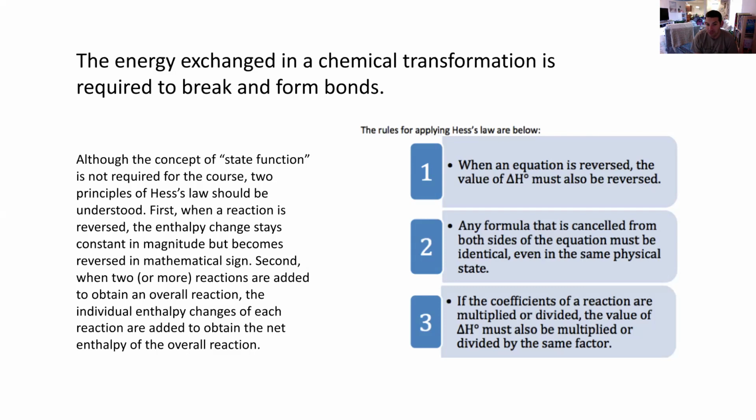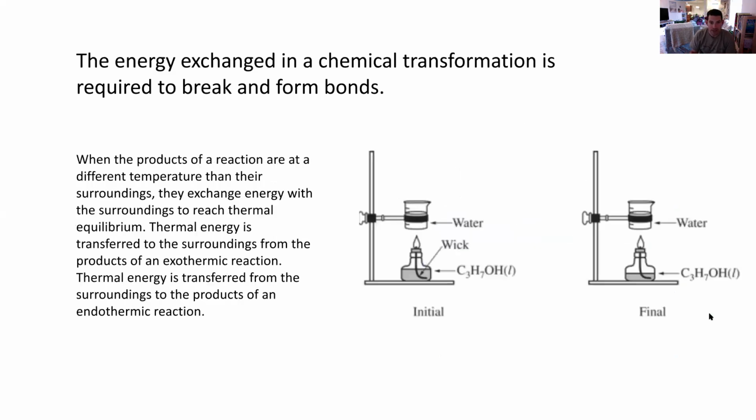All right. And the third rule for Hess's law, if the coefficients of a reaction are multiplied or divided, the value of delta H must also be multiplied or divided by the same factor. So let's say you have a reaction and it produces one product and you want two of those products in your final reaction, you can multiply that whole reaction by 2, but now your enthalpy change, let's say it was negative 100, you now have to multiply that by 2 as well. So it'd be like negative 200 in that example. All right, so that is Hess's law. That's really the last piece, and here's our last slide.